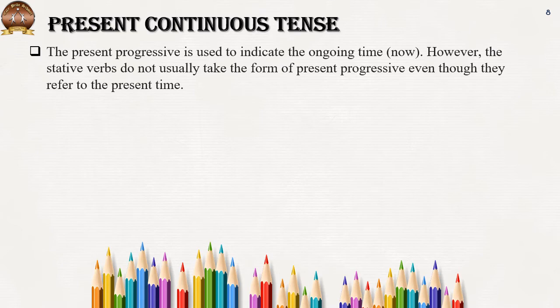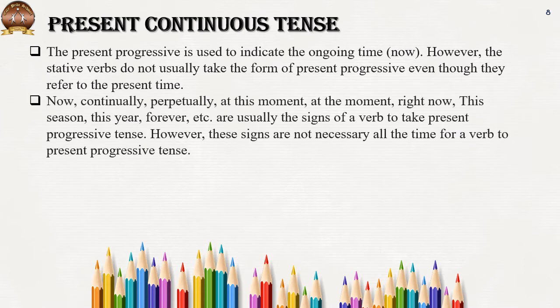Now, present continuous tense. The present progressive, continuous is also called progressive because it is in continuity, and is used to indicate the ongoing time, right now. However, the stative verbs do not usually take the form of present progressive, even though they refer to the present time. Now, continually, perpetually, at this moment, at the moment, right now, this season, this year, forever, etc. are usually the signs of a verb to take progressive tense. However, these signs are not necessary all the time for a verb to take present progressive tense.